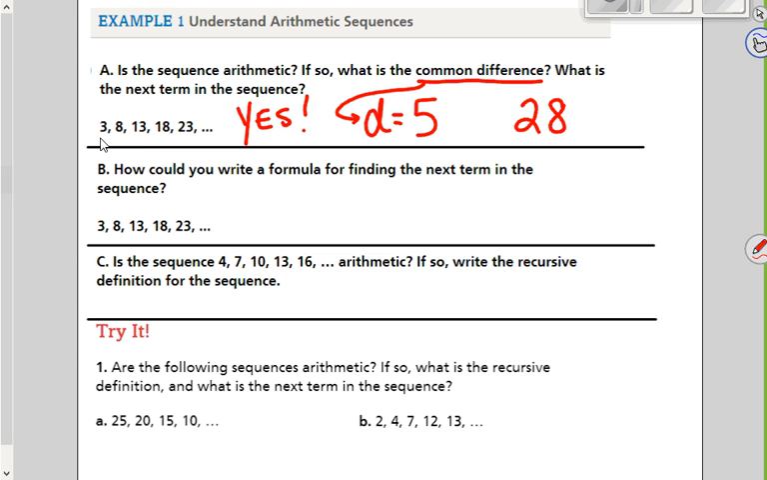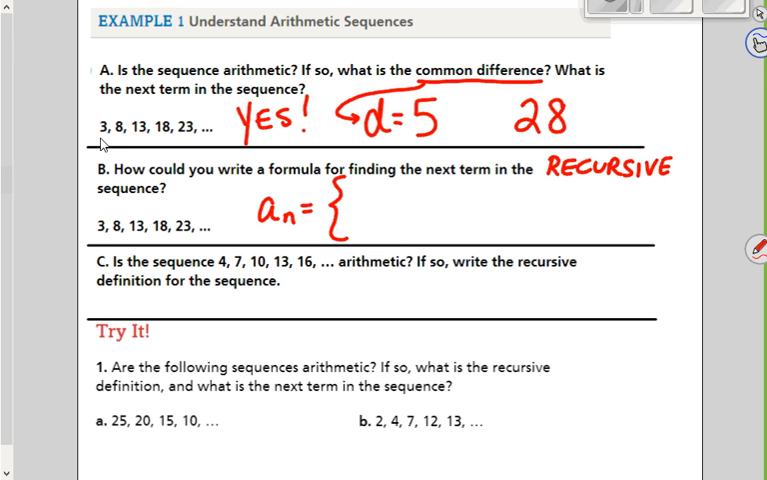Let's go to B. Oh, B is how would you write the formula for finding the next term in the sequence? And that's where recursion comes in. And that recursive formula looks like this. I want to write it out the same way that you'll see it on the handouts, in the textbook. It looks like a piecewise function.